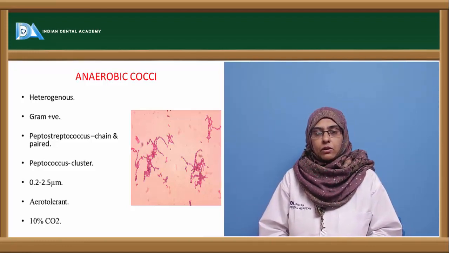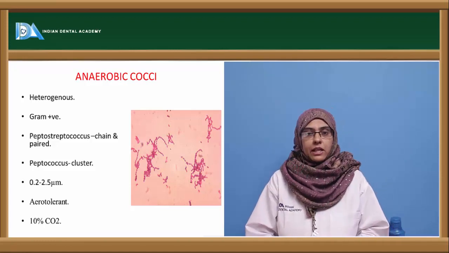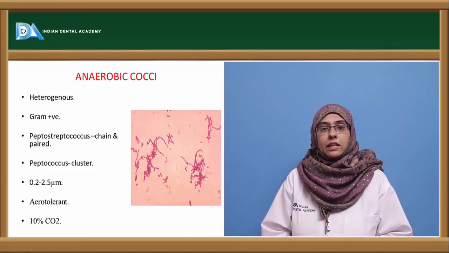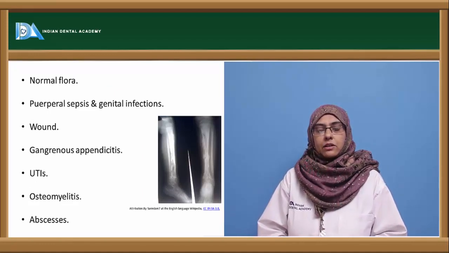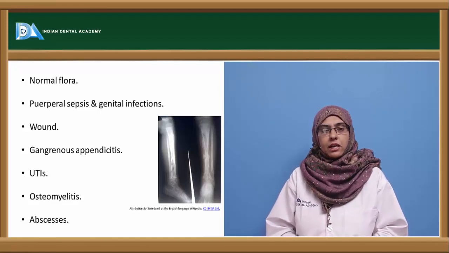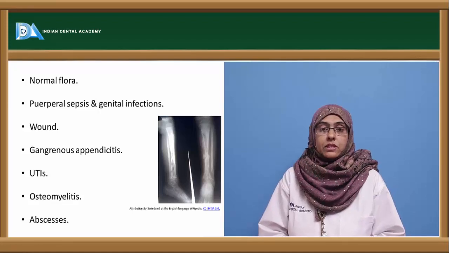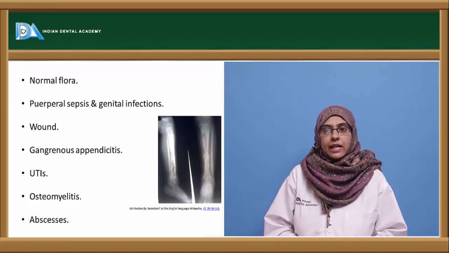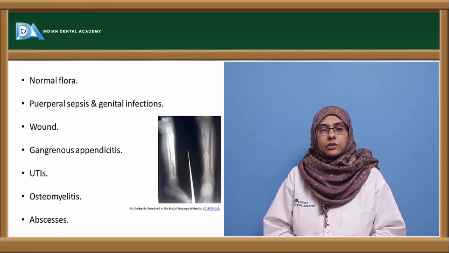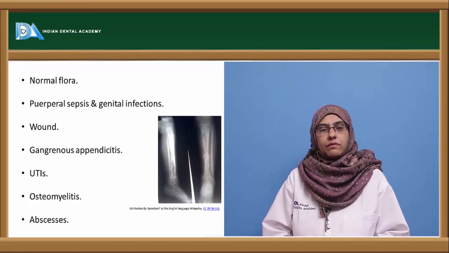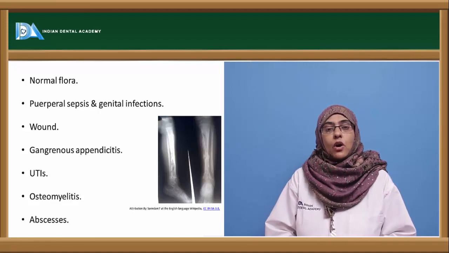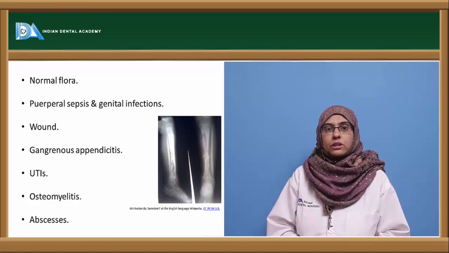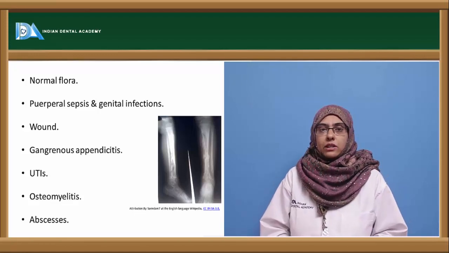These organisms are aerotolerant, that is, they are not strict anaerobes, and they can grow in a medium containing 10% carbon dioxide. As normal flora, they can be seen in the vagina, mouth, and intestine, and are mostly involved in puerperal sepsis, which is childbed fever, and other genital infections. They are also associated with wound infection, gangrenous appendicitis, urinary tract infections, osteomyelitis infecting the bones, and abscesses of the brain, lung, or liver.